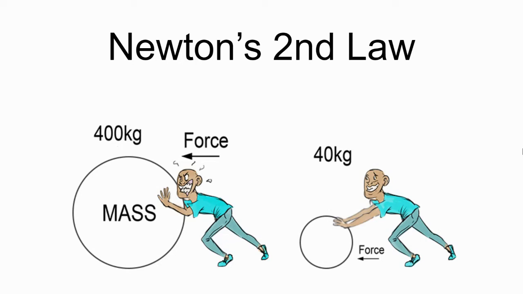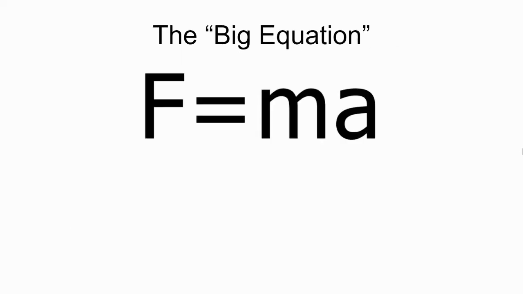Let's talk about Newton's second law. So Newton's second law is the law with the big equation. You've probably seen this equation before: F is equal to ma. Now in this equation, F is the net force on the object, and that is measured in newtons.